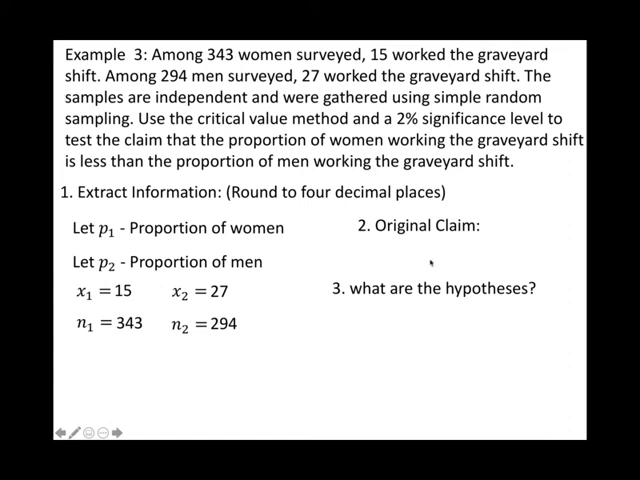Okay, original claim. The claim states that the proportion of the women working the graveyard shift is less than the proportion of the men. So I know my P1 represents the women, so P1 is going to be less than P2. And this is strictly less than, so this is going to go to your alternate hypothesis. What is your null hypothesis? That will be greater than or equal to. And this is going to be your left tail test.